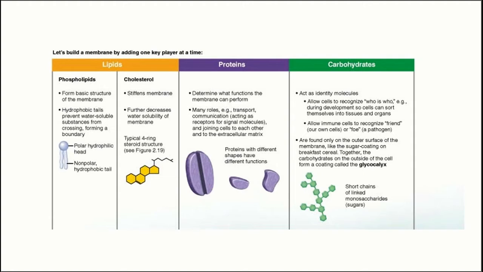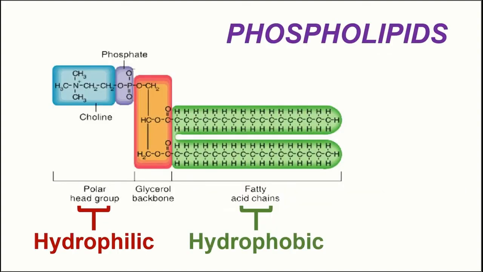So let's start by looking at the lipids that make up the plasma membrane. There are generally two types of lipids that compose our plasma membrane: phospholipids and cholesterol. Phospholipids form the basic structure of the membrane, while cholesterol serves to stiffen the membrane. Let's take a look at phospholipids and what they are. Phospholipids, just by number, make up a majority of the lipids found in the plasma membrane.